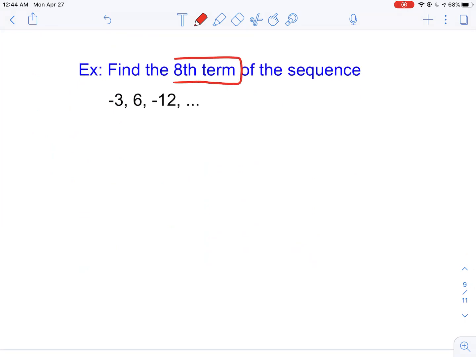So let's take a look at some more problems. So how do I find the 8th term? Well, we know anytime they ask you for a specific term, you can use your explicit formula.